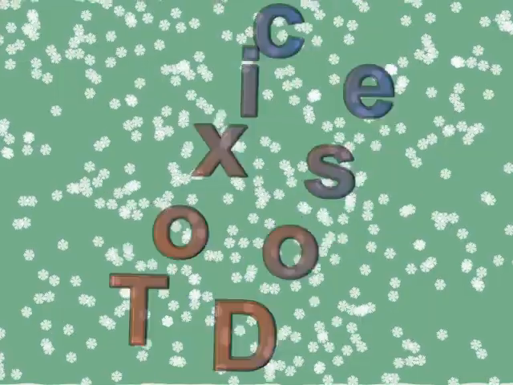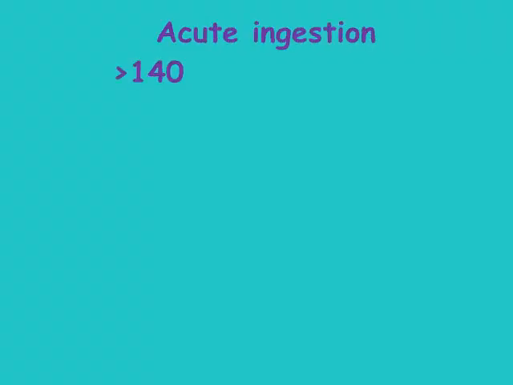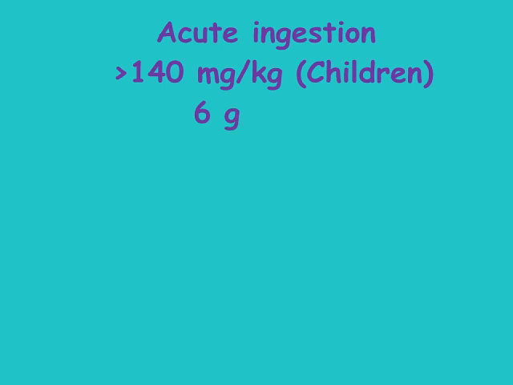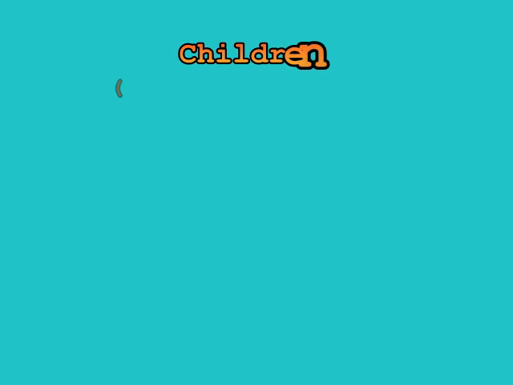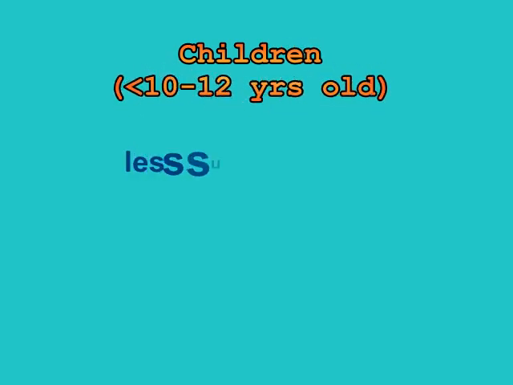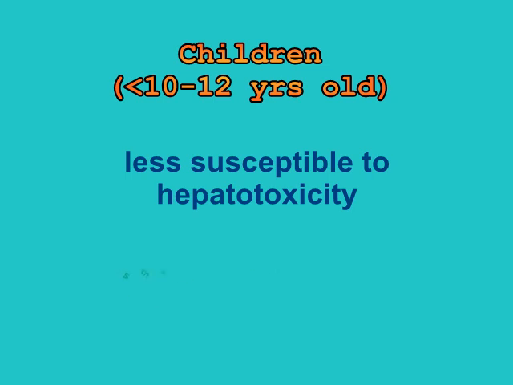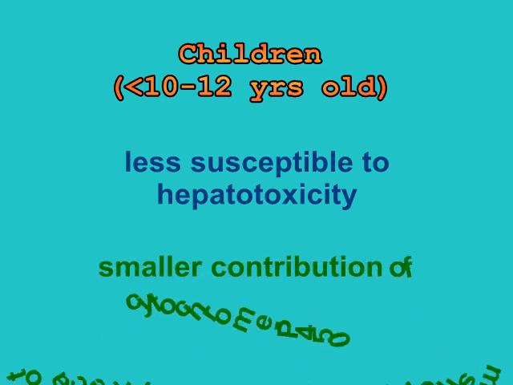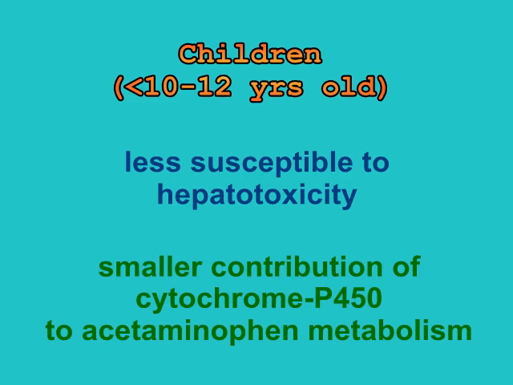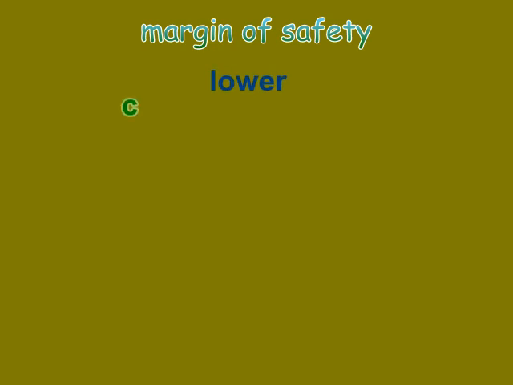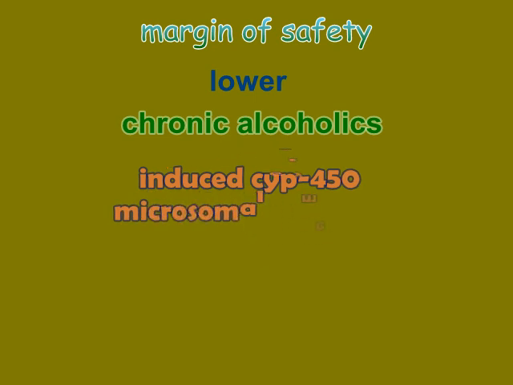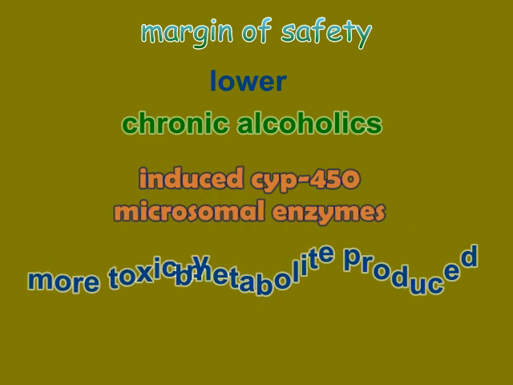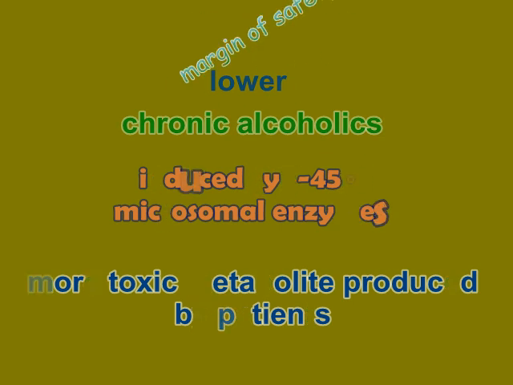Toxic dose. Acute ingestion of more than 140 mg per kilogram in children or 6 grams in adults is potentially hepatotoxic. Children younger than 10 to 12 years of age appear to be less susceptible to hepatotoxicity because of the smaller contribution of cytochrome P450 to acetaminophen metabolism. On the other hand, the margin of safety is lower in chronic alcoholics and the other patients with induced cytochrome P450 microsomal enzymes because more toxic metabolite may be produced in these patients.